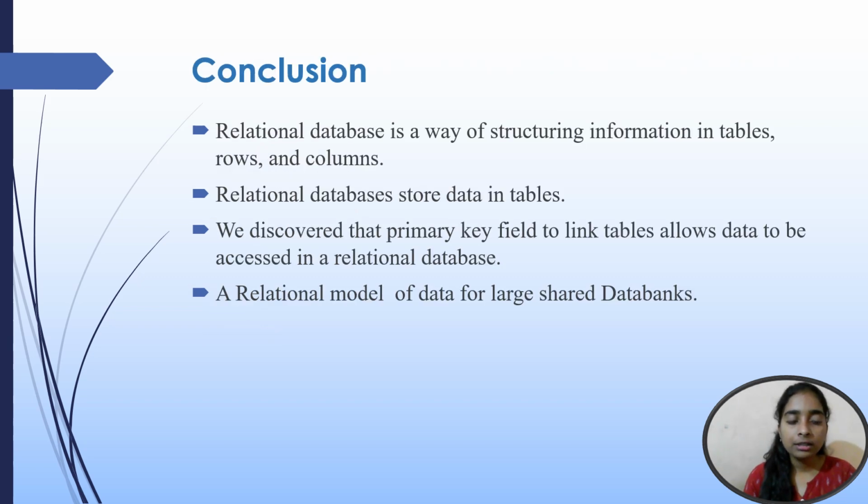At last is the conclusion. The relational database is a way of structuring information in tables, such as rows and columns. The relational database will store the data in the form of tables. At last we discovered that a primary key or field to link the tables allows the data to be accessed in a relational database. A relational model of the data for large shared data banks.